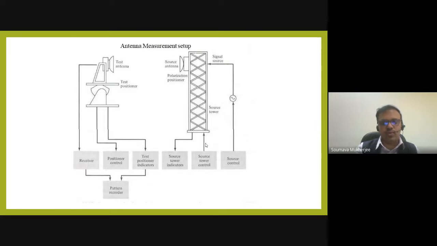I will show you some of the figures. So basically the block diagram looks like this, the same as I have shown in the Friis formula calculation. The test antenna is connected with this receiver, the source antenna is connected with the source, and then there is a controller for height and position, and distance between the antennas. Everything is getting recorded, automated, and then you will get the accurate result. So the more automation you have here, the more accurate a result you will get.